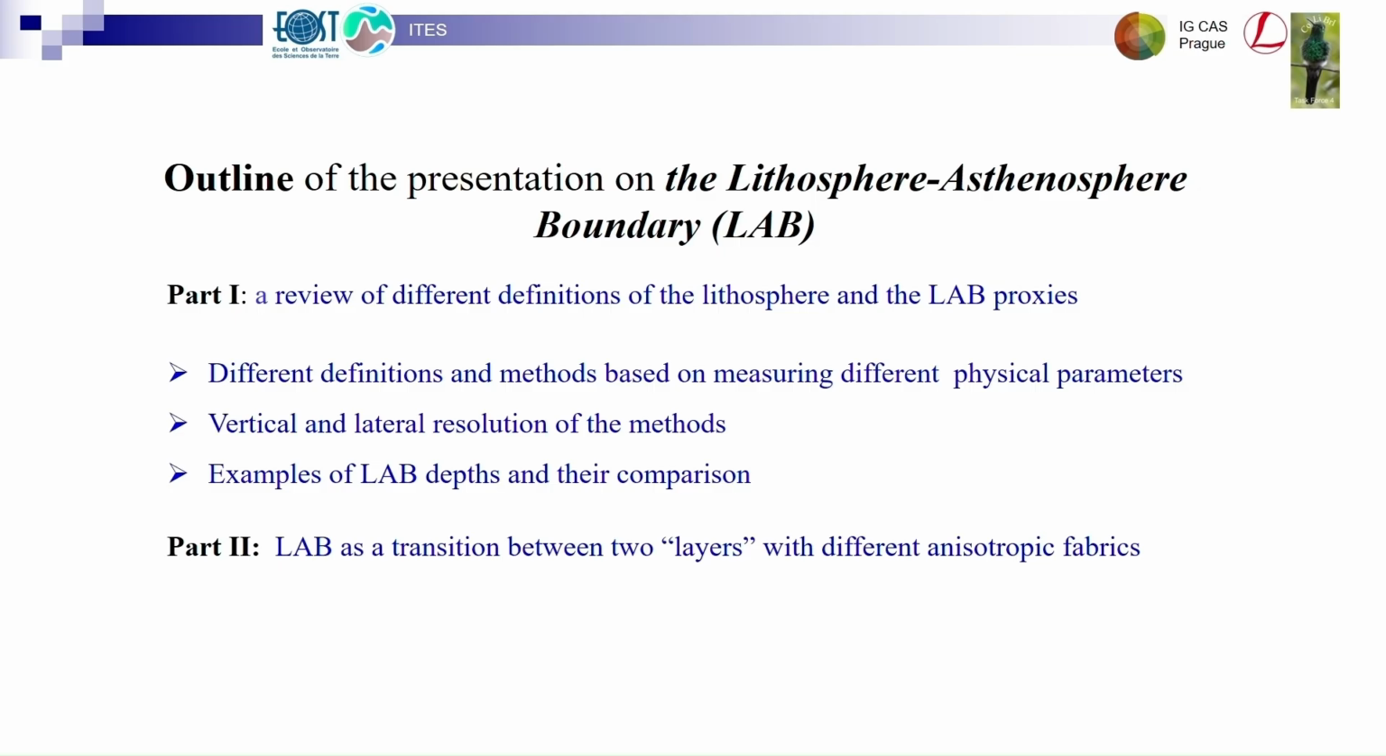We will show different definitions and methods based on measuring different physical parameters, vertical and lateral resolutions of the methods, as well as examples of LAB models. Part 2 focuses on LAB modeling as a transition between two layers or regions with different anisotropic fabrics.